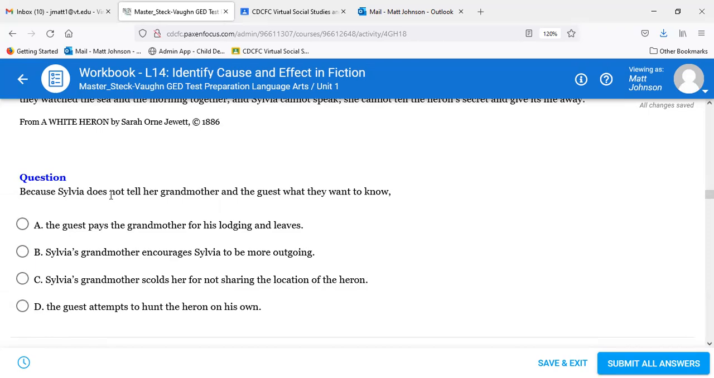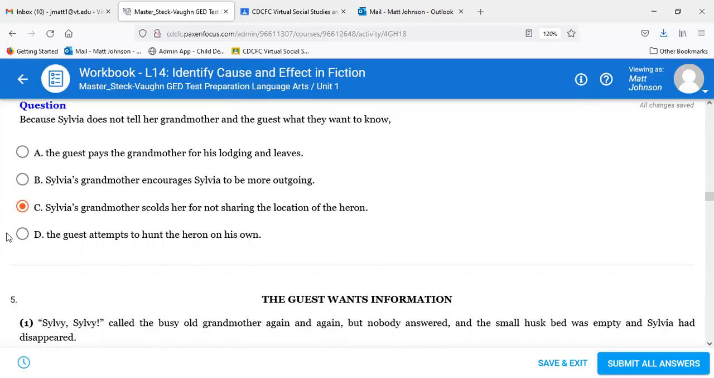A, the guest pays the grandmother for the lodge and the lake. No. Is it C? Yep, C is in cat, right? Sylvia's grandmother scolds her for not sharing the location of the heron. All right.